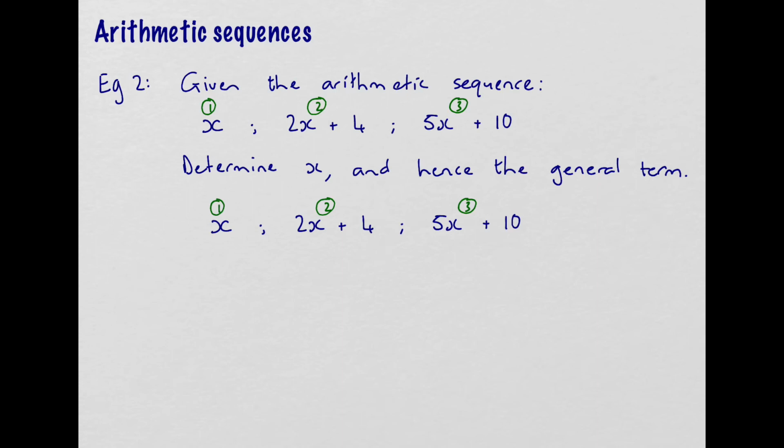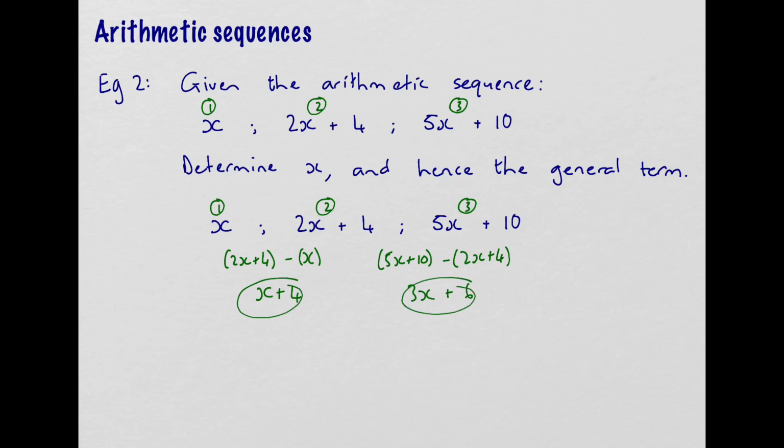So term 2 minus term 1 will be 2x plus 4 minus x. And then term 3 minus term 2 will be 5x plus 10 minus (2x plus 4). Then simplify both of those. If we simplify these two brackets, we end up with x plus 4, since 2x minus x is x, and then the plus 4. And for the second, 5x minus 2x is 3x, and 10 minus 4 is 6. Okay, so these are our first differences.